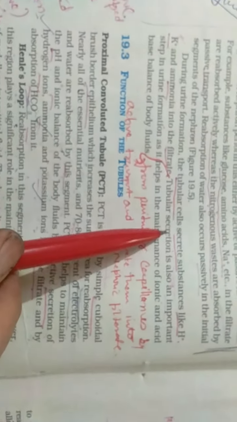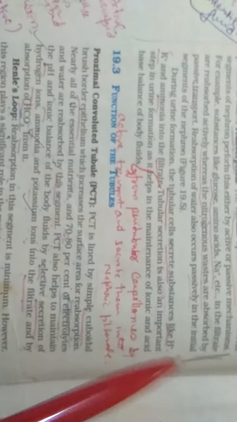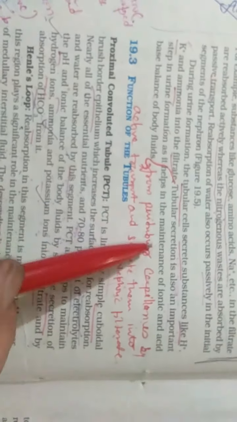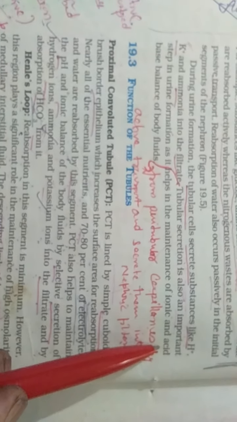In the book the same is written: during urine formation, the tubular cells secrete substances. Secrete means their glandular cells take this material from the peritubular capillaries and then secrete it into the nephric filtrate, like hydrogen and potassium ions and ammonia, by active transport. This is to be added here. Tubular secretion is also an important step in urine formation and it helps in the maintenance of the ionic balance and acid balance of the body fluids.